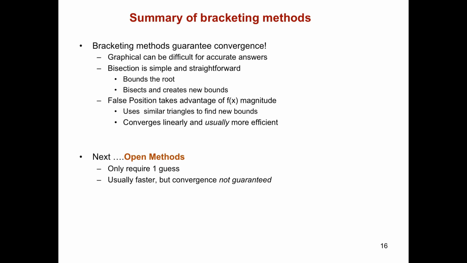So there are always some pitfalls in these methods, but we need to keep searching for different methods. One thing that does bother me with the bracketing methods is that I have to have a bracket. Why can't I just start from a guess and keep searching? So what would that be? Let's actually see open methods that require only one guess. Those are usually faster, but again, nothing really guarantees me convergence, and we'll see examples of that.